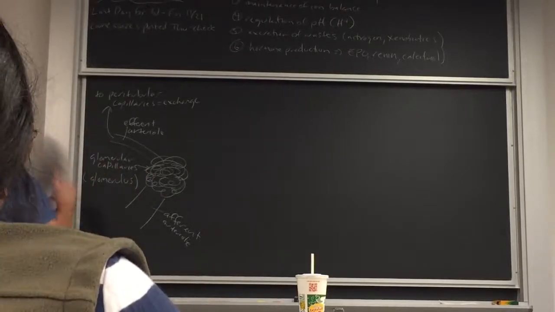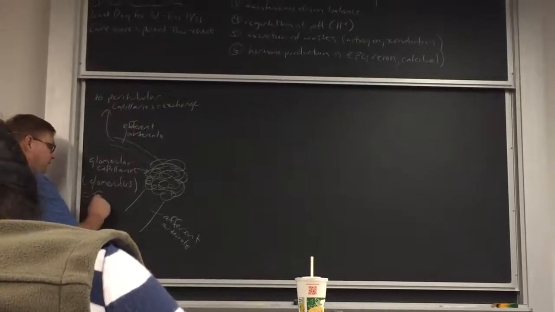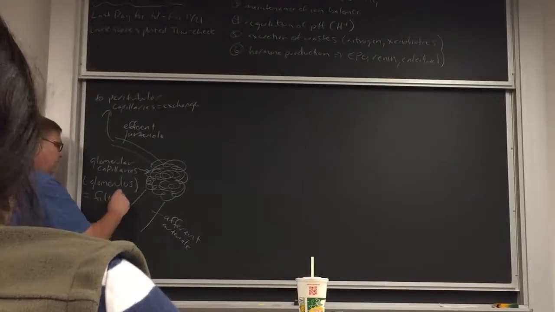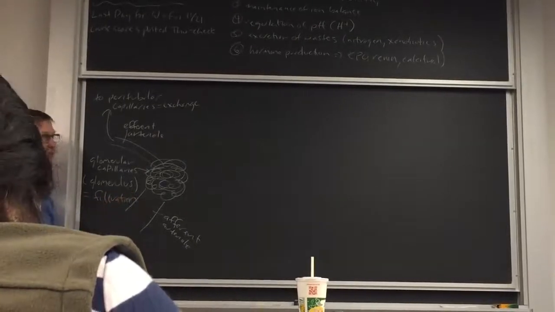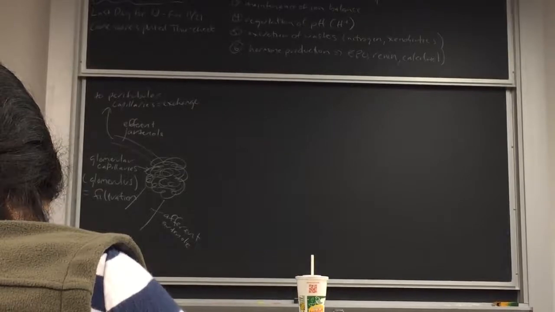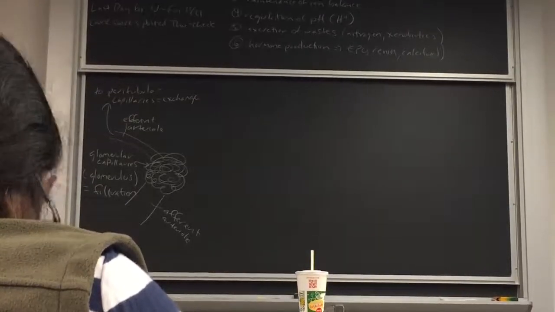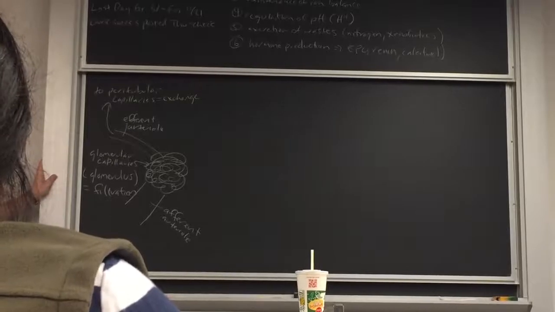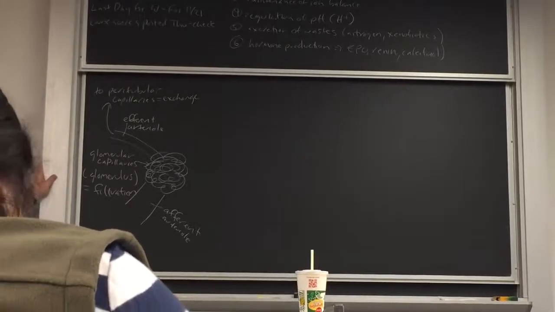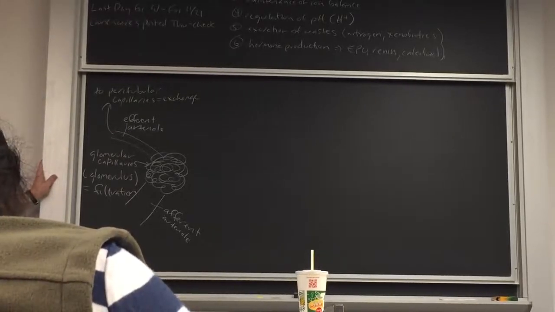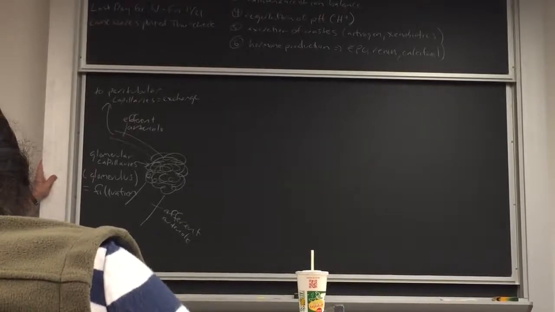It's not for exchange, it's for filtration. So the job of the glomerulus is filtration. It is built for its filtration. We'll talk about all the different attributes it has structurally that support its functional process. Its functional process is what? Filtration, not exchange, filtration.